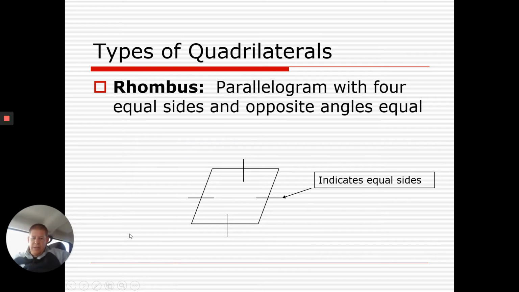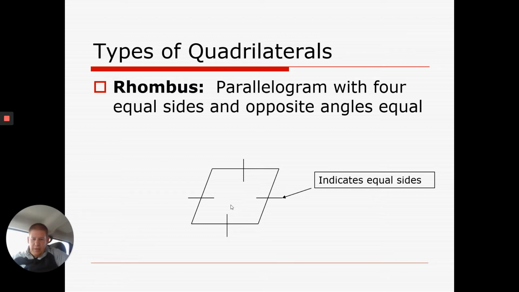All right, a rhombus. Similar to what we did with a parallelogram, we're going to take that square and we're just going to kind of push it over. So a parallelogram with 4 equal sides and opposite angles are equal. So very similar to the definition of a parallelogram. The only thing that's different is we would have 4 equal sides instead of 2 sets of equal sides.